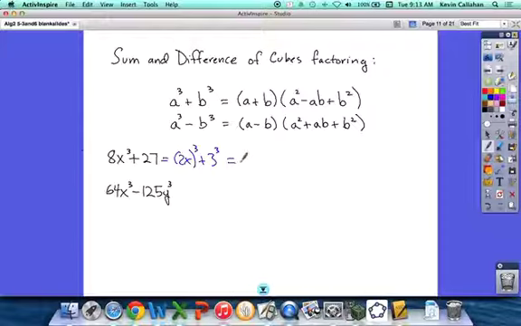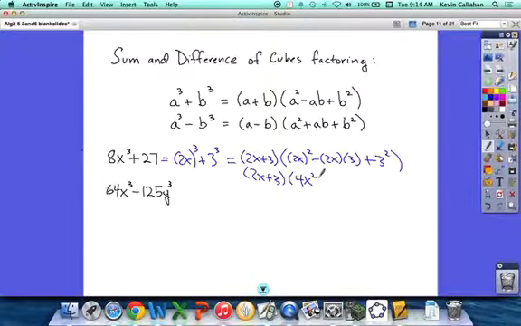So what takes the place of the a in our problem? 2x. And what takes the place of b? 3. So just substitute for a and b. It'll be 2x plus 3 and 2x squared in parentheses minus 2x times 3 plus 3 squared. And you can simplify that. That would be 2x plus 3 times 4x squared minus 6x plus 9.